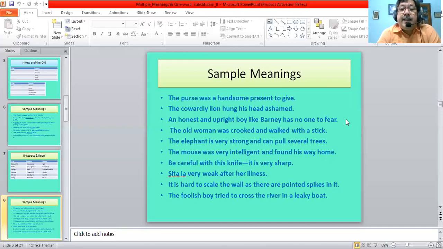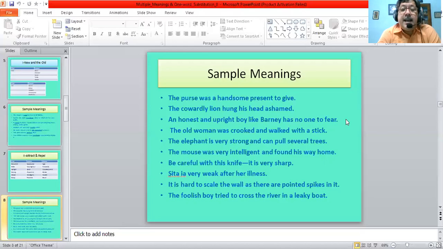The elephant is very strong and can pull several trees. So obviously it's the strength of the elephant which is being underlined over here. The mouse was very intelligent and found his way home. So his intelligence has enabled him to find his way back home.